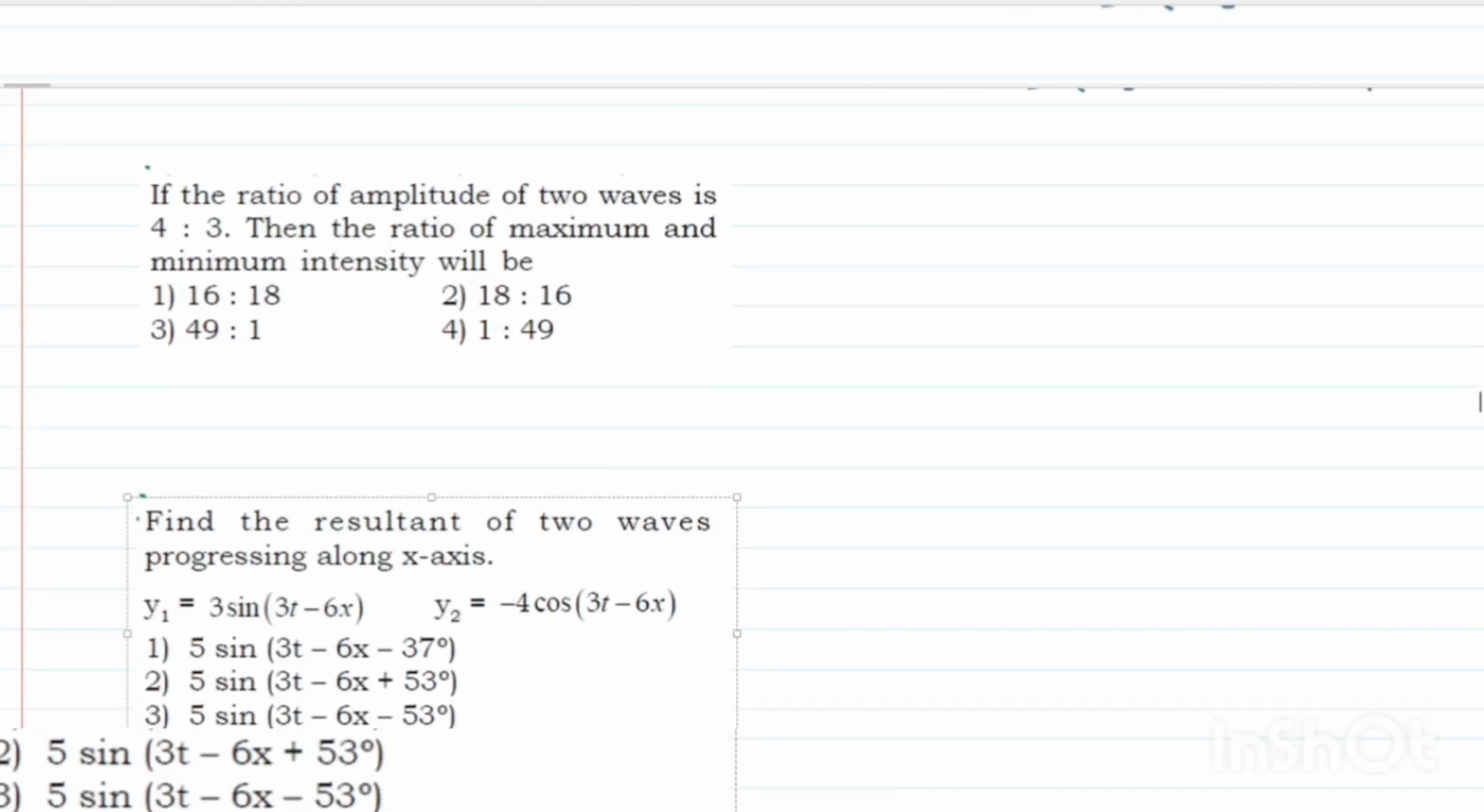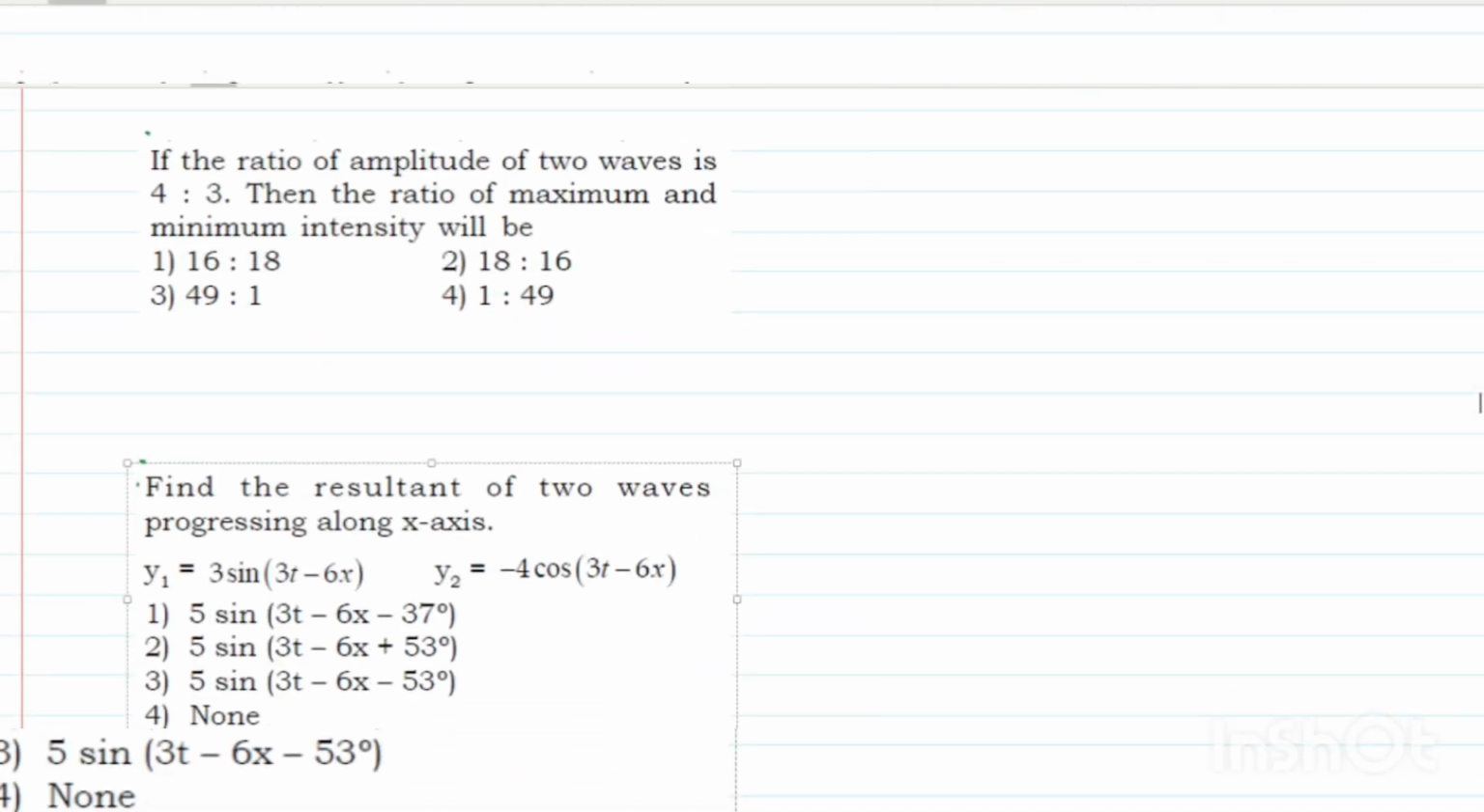Let us see the next question. Here the ratio of the amplitudes of the two waves is given as 4:3. The amplitudes ratio is given as 4:3, and now they are asking the ratio of the maxima to the minima intensity. So maxima by minima intensity they are asking.